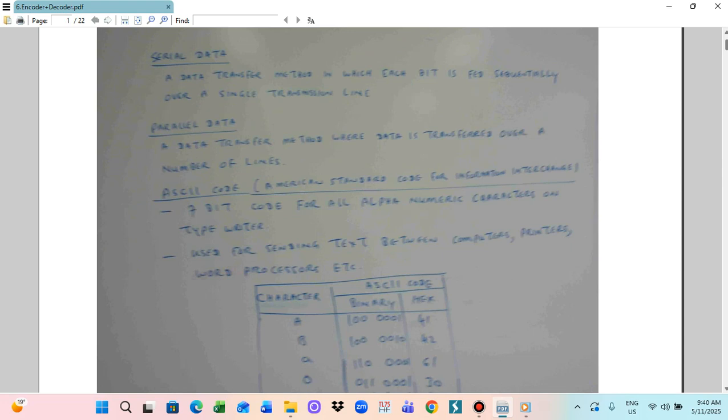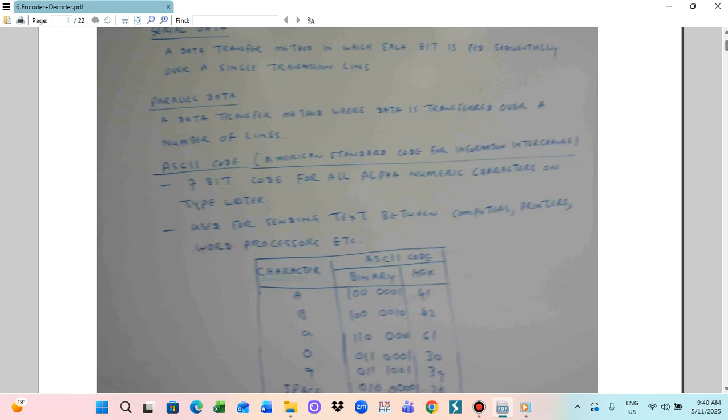So in the process control system, the information is sent in digital format. So in this case, we use the ASCII code. For example, character A. Character A's binary code is 1000001. For the hexadecimal, that will be 41. And the character B, the binary code is 1000010. Hexadecimal code is 42.